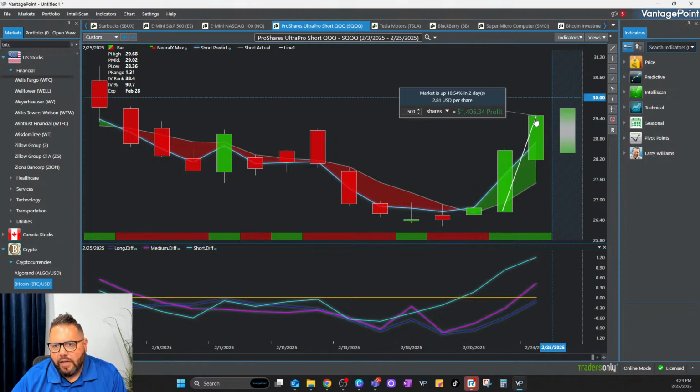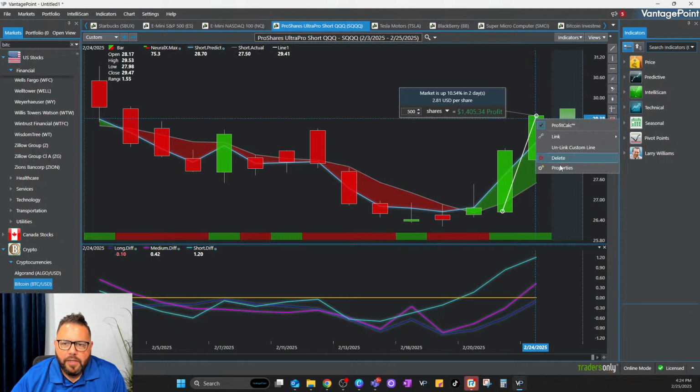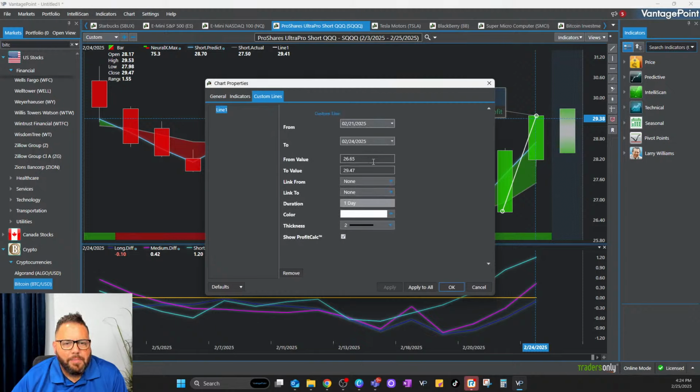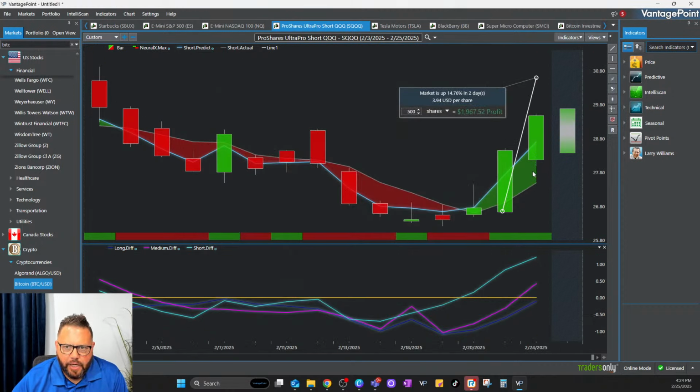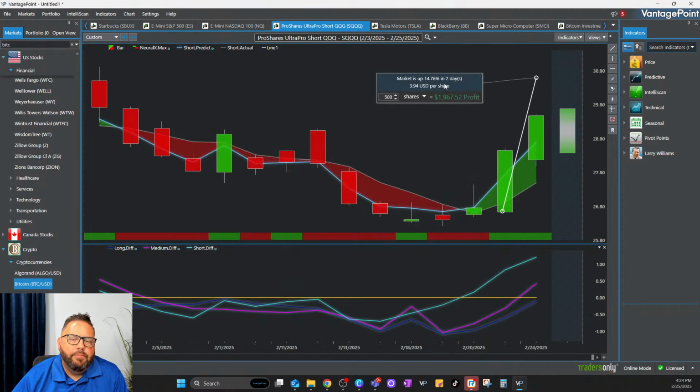Where's 30.59? All right, I'm going to just use my tools really quickly and pop this line onto 30.59. There we go. So that's a 14 plus percent, 14.5, almost 15% move right there in Friday, Monday, including today, using an inverse ETF.